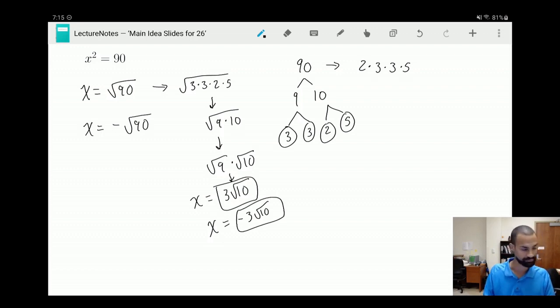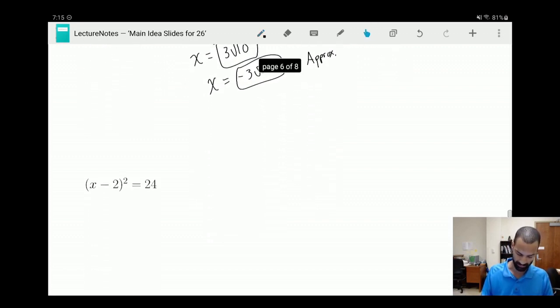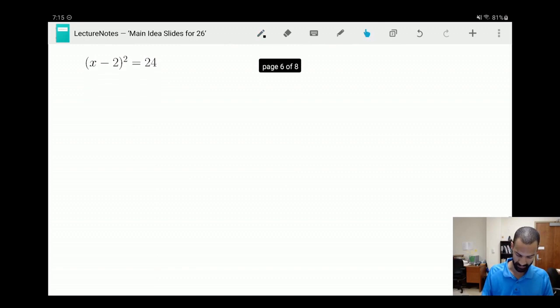Okay, so this is an irrational number. This is the best we can do with irrational numbers. Now, that's if I wanted the exact value. If I wanted an approximated value, I would just type it in a calculator and see what I get. Okay. All right, let's do another problem very similar.